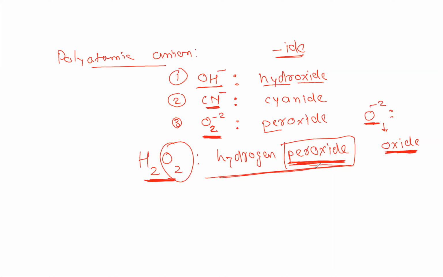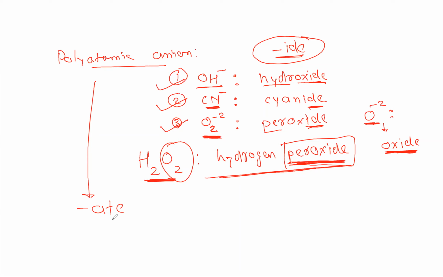In polyatomic anions, the second suffix we are going to use is ATE. The first suffix we can use is IDE. This suffix only applies to these three polyatomic anions: hydroxide, cyanide, and peroxide. We still see this: they end with IDE, IDE, and IDE. Now, which ones are going to end with ATE?